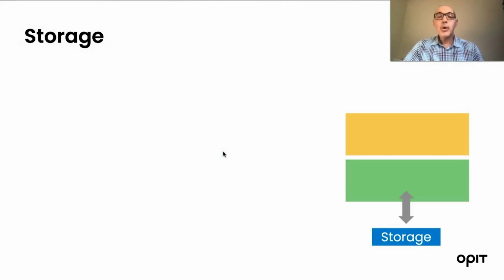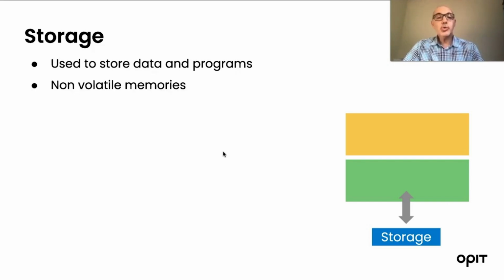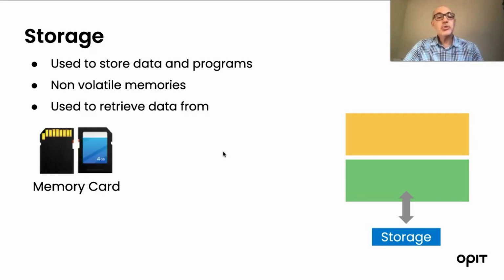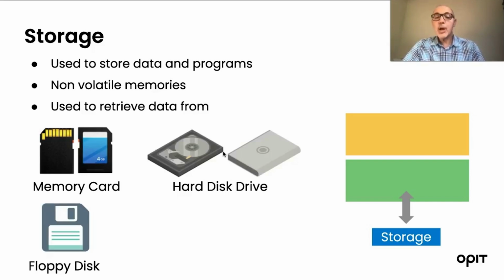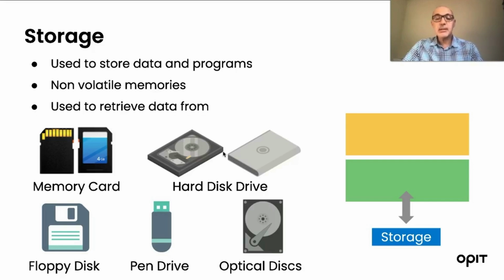Which means, if you remember, we said that the RAM is a volatile memory. When you switch off your computer, the information is lost. So in order to be able to retrieve it, we use the storage. So these storage pieces are used to store the data and the programs. These are non-volatile, which means when you switch off, the information and the data is still stored within these pieces. They are used to store and to retrieve the data. So memory cards, the hard drives, the floppy disk we used when we were much younger than today, the pen drives or USB drives, and the optical disks, etc.